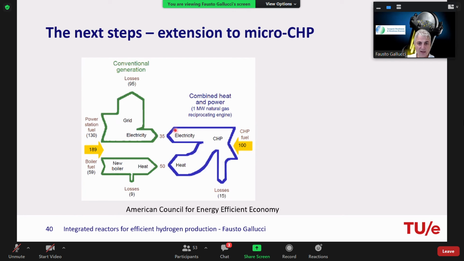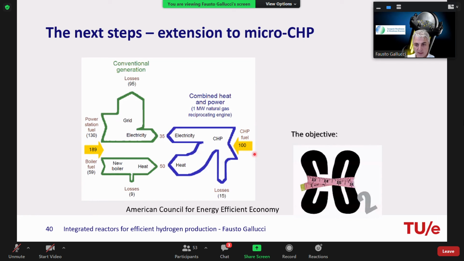Then you see that you have not much losses, and generally when you produce electricity, you produce also heat, so you can use the heat directly in the house. And you see that for the same amount of energy that you want to produce, then you have much less fuel. So higher efficiency, less fuel, less CO2. And this picture is coming from the US.